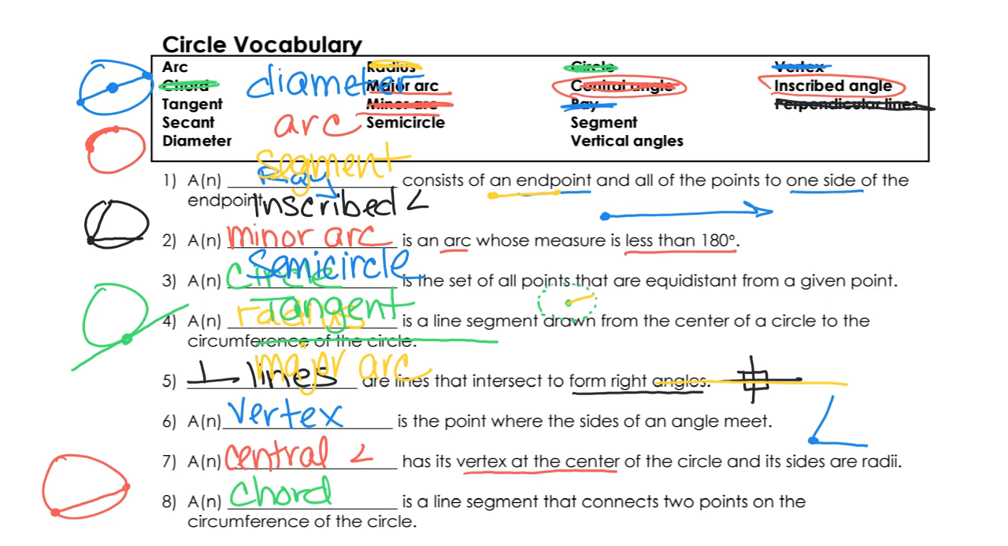Number 16, a blank is a ray or segment drawn from a point outside of the circle and touches the circle twice. Okay, so outside the circle and touches it not once, but a second time. That's a secant. In 17, blanks are congruent and 2 sets of them are formed when 2 segments intersect. So when 2 segments intersect, 2 sets of them are formed. Those are vertical angles.